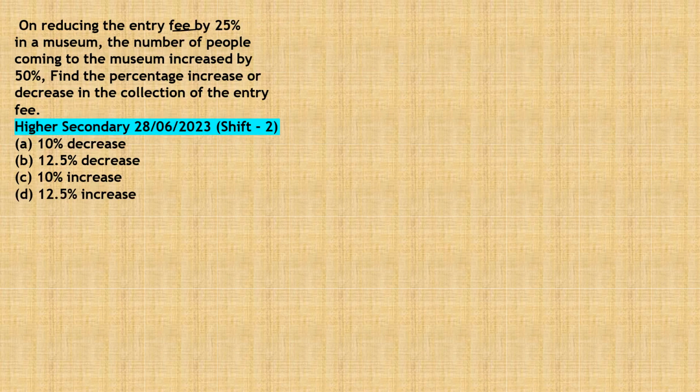On reducing the entry fee by 25% in a museum, the number of people coming to the museum increased by 50%. Find the percentage increase or decrease in the collection of the entry. That is, collection is equal to entry fee into the number of people coming. Fee is reduced by 25%, that is minus 25, and the people who are coming to the museum increased by 50%, that is an increase of 50, plus 50 into minus 25 divided by 100.